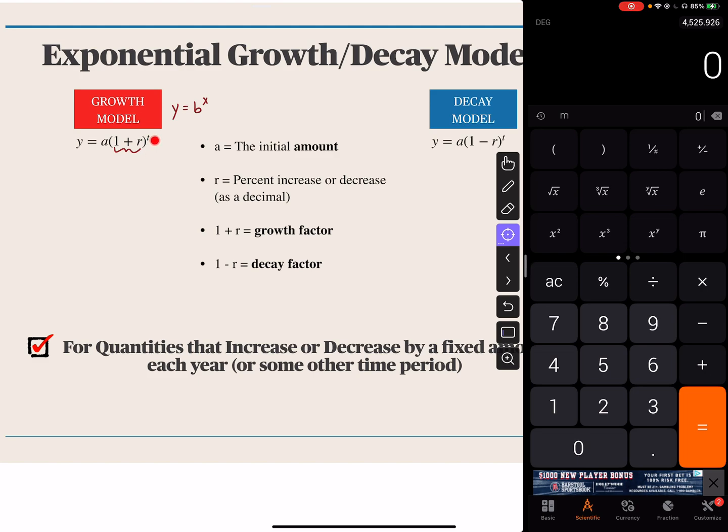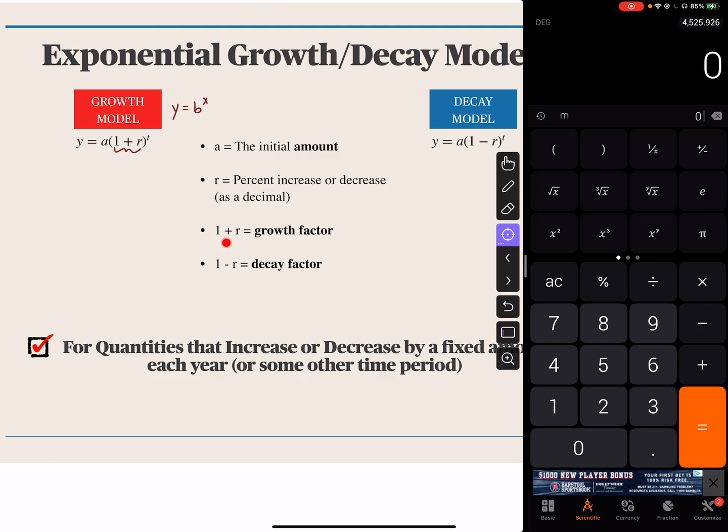This formula here is for increasing or decreasing by a constant percent each year. Some other time period you could use, but then your rate would have to be adjusted correspondingly. So if they told you, we're going to give you 3% per month, then this t would be in months. A is the initial amount, r is the percent rate they're giving you as a decimal, though, and t is the number of years.